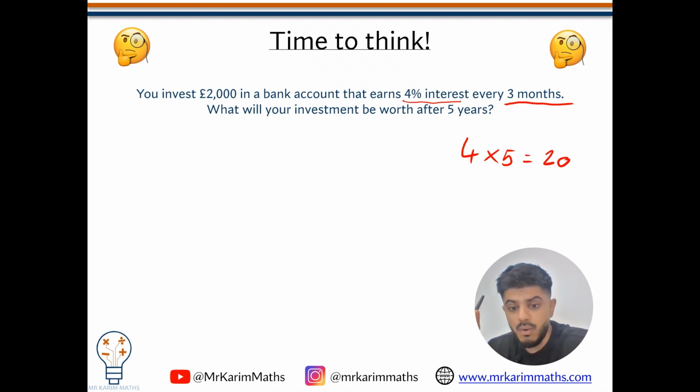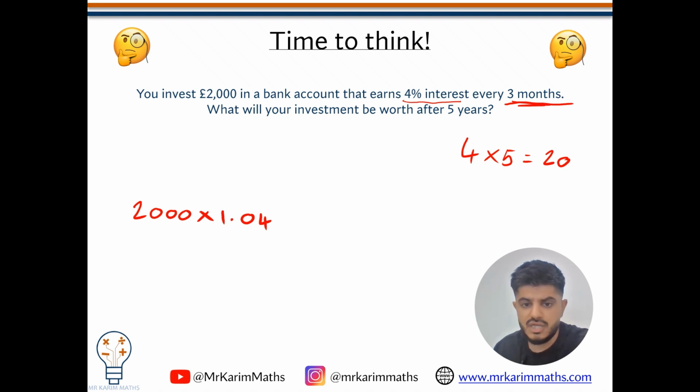So the power is not going to be 5 for 5 years. It's going to be 20, because in this specific example, the interest is earned every 3 months. It's not earned annually. Very important that you read the question. So all that happens is your principal stays the same. Your multiplier stays the same, 1.04. Your power then becomes 20 because technically you are getting 20 points at which you are receiving the interest.